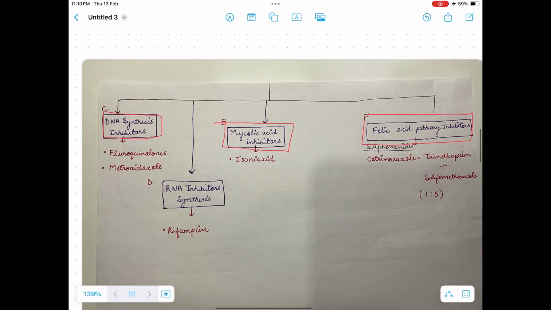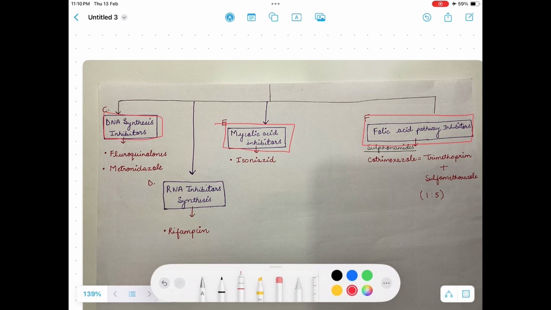Now our third group, that is DNA synthesis inhibitors. In DNA synthesis inhibitors, the drugs basically inhibit the synthesis of DNA inside the bacteria, that is the nuclear material. So in DNA synthesis inhibitors we have fluoroquinolones and metronidazole. Then we have RNA synthesis inhibitors, that is our fourth group. In RNA synthesis inhibitors we have rifampicin.